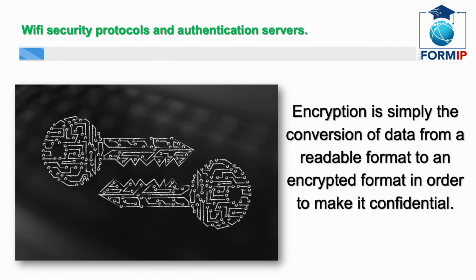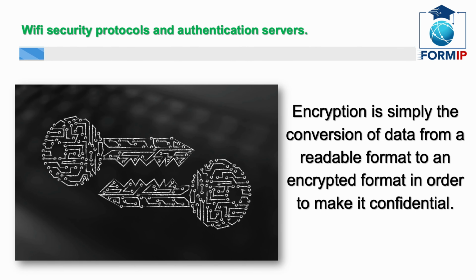Encryption is simply the conversion of data from a readable format to an encrypted format in order to make it confidential. In the context of wireless transmissions, we use encryption and authentication protocols to guarantee this security. And we start this first part with the WEP protocol, which is the acronym for Wired Equivalent Privacy.